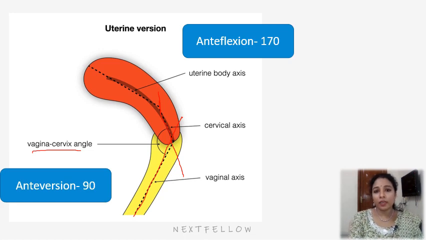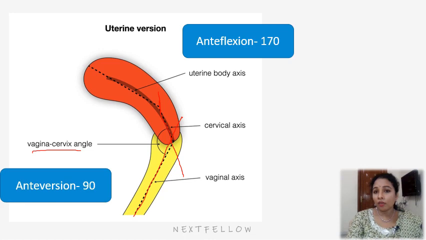Next, around this long axis, that is the anteversion, which is the long axis of vagina against the urinary bladder, and in the anterior bend of the uterus, the angle is between the cervix and vagina. That was about the angle of anteversion.